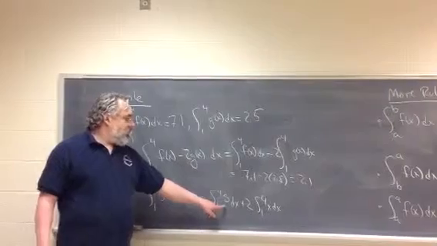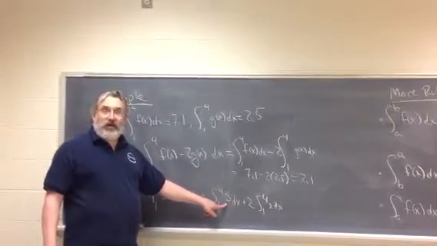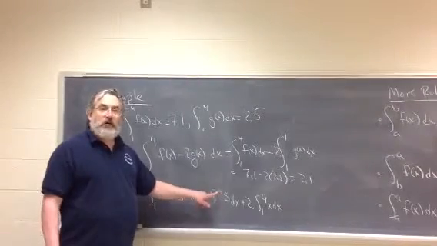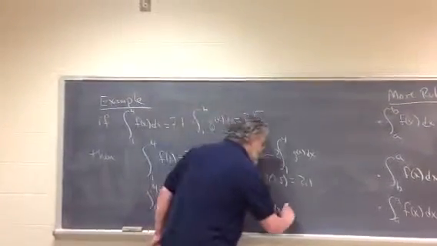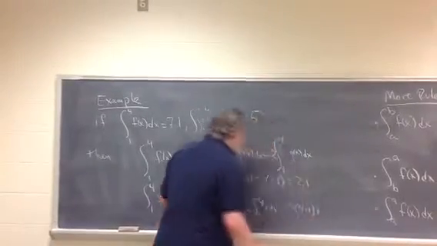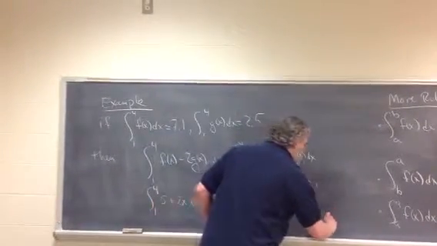So, this is a constant. We had a rule for that. It's going to be the constant 5 times the width, 5 times 4 minus 1. Plus, there's the 2, so I'll keep that.